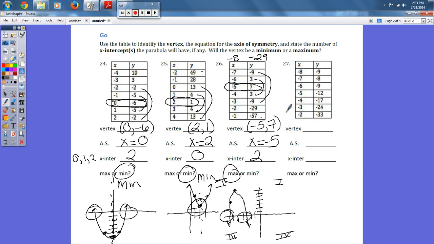Finishing it up, 27. Right away we can see where that repeat happens. If you're not careful, you can miss that one because they only show you one chance of the repeating number. So our vertex is (-7, -8). That's going to be in what quadrant? Negative, negative quadrants. Down here in quadrant 3.